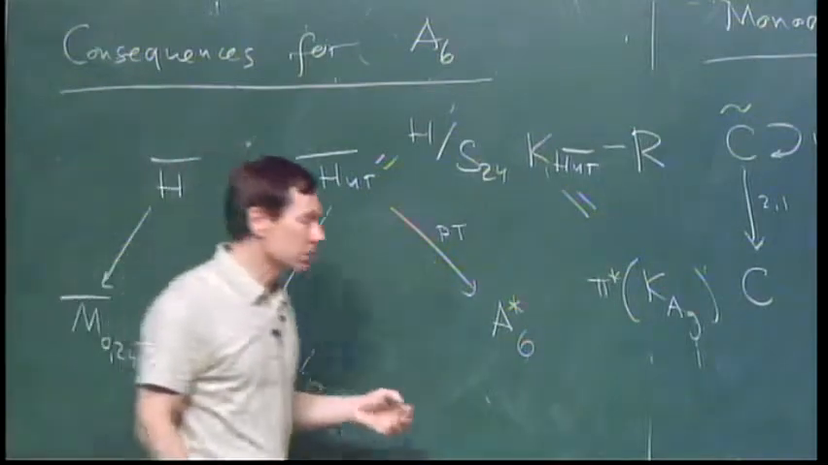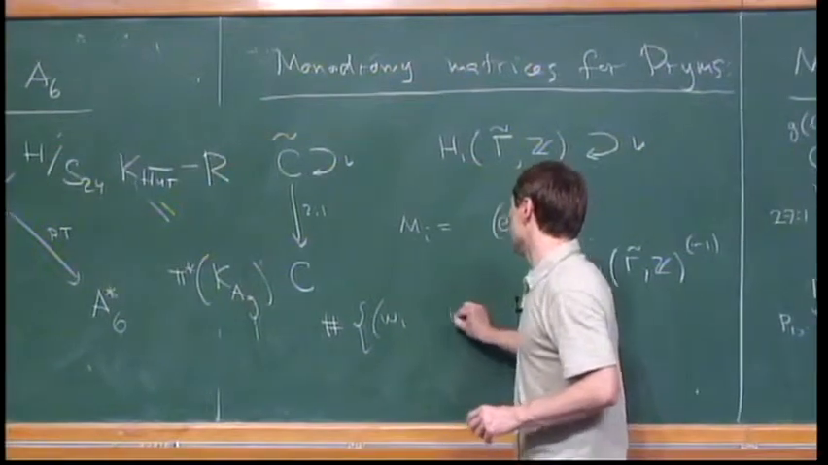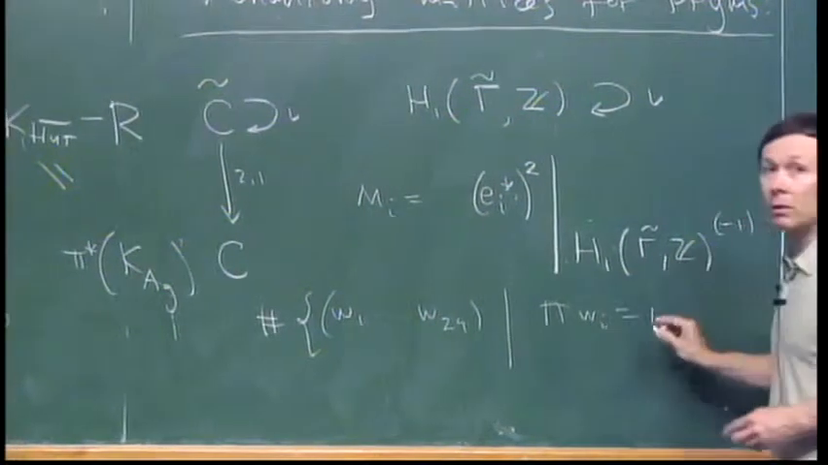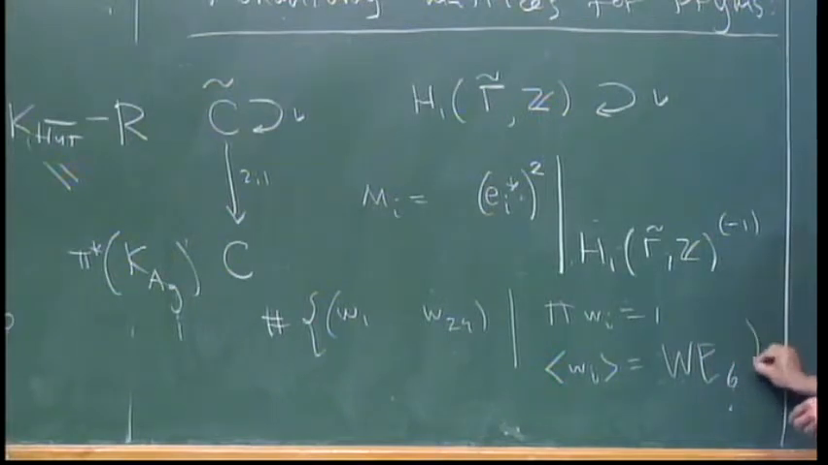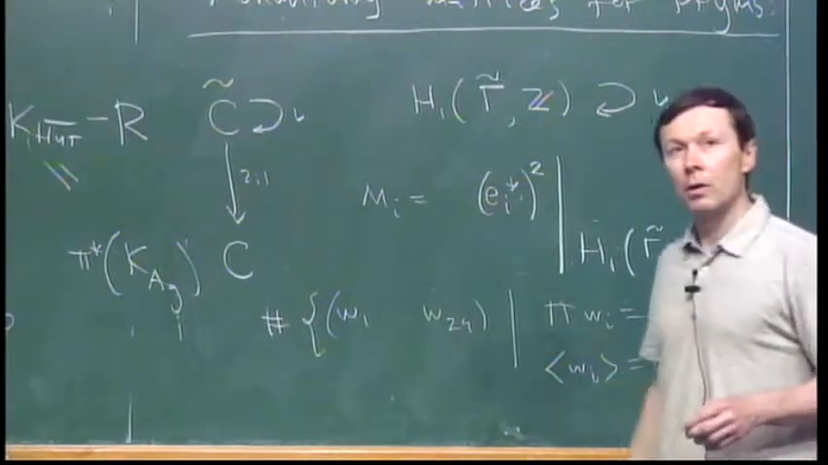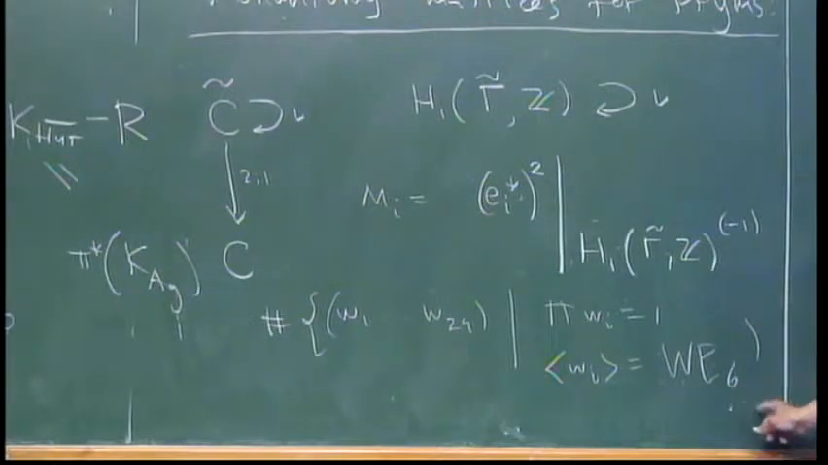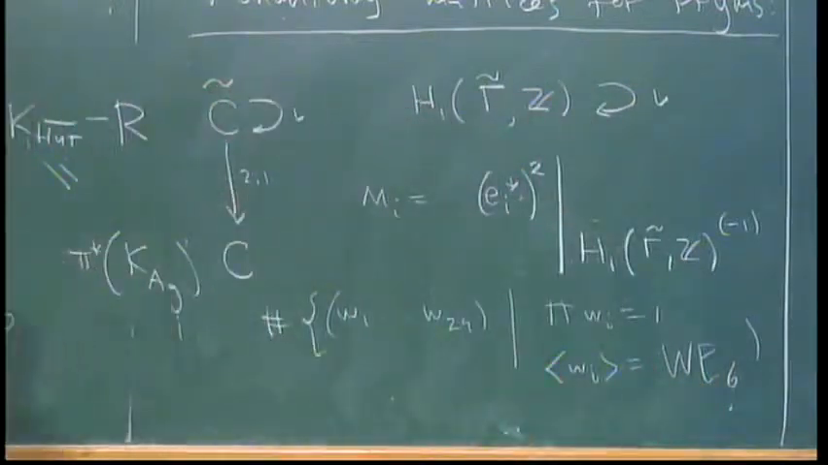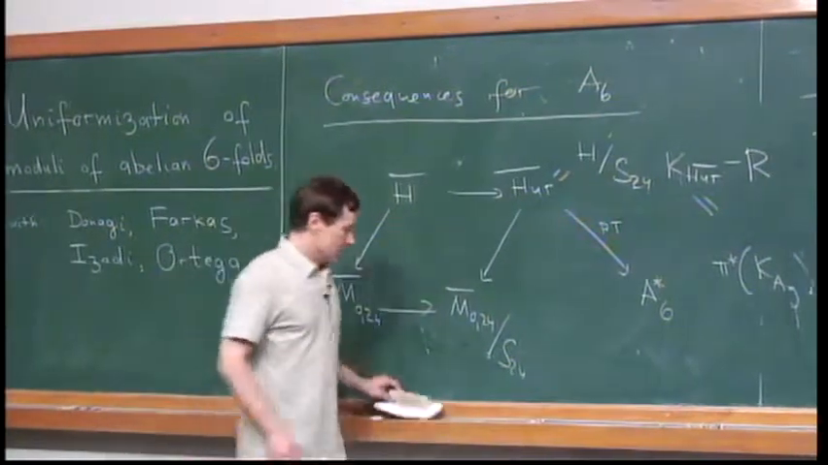The degree is the number of such collections W1 to W24, such that the product of the W_i is 1, and they generate W(E6). Yeah, it's a very large number, as you can see from here. So this is a group of order 50,000 something, I think. And so, of course, there are lots of such choices. But you can still analyze the types, etc. So, okay.